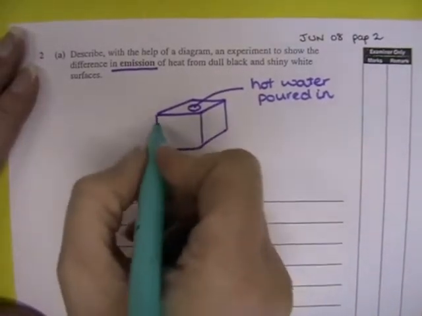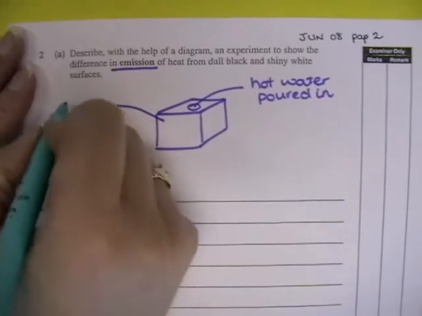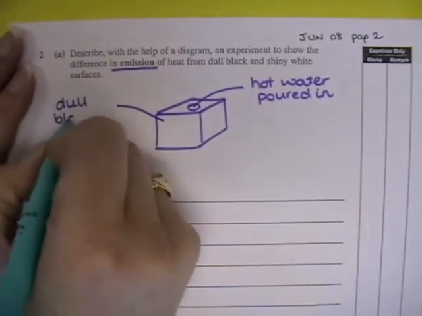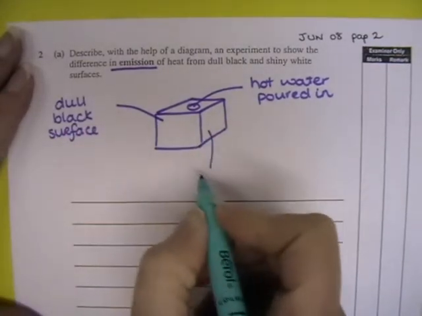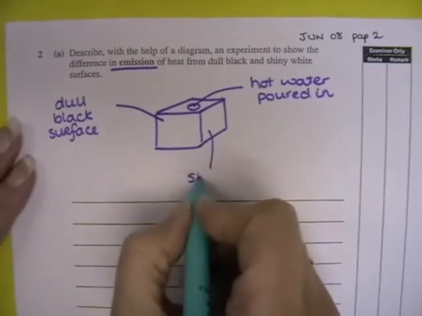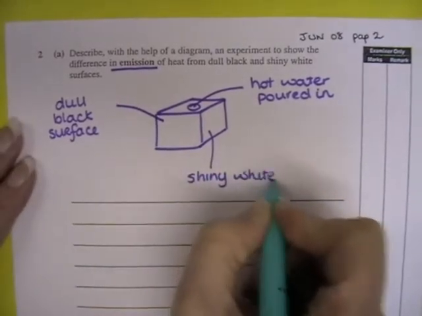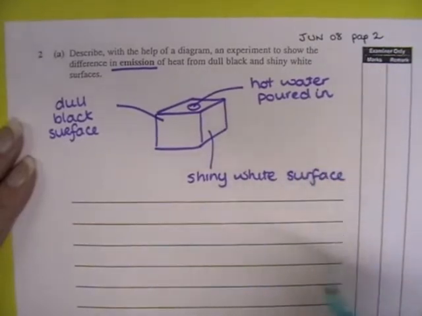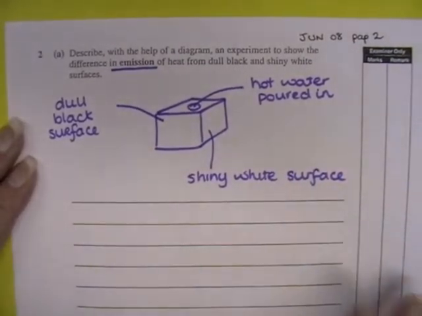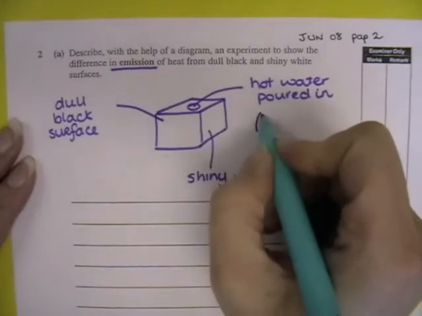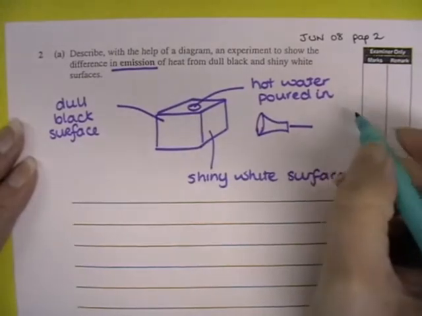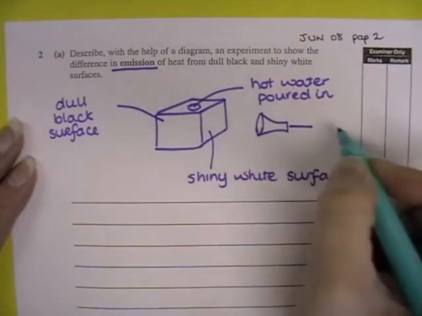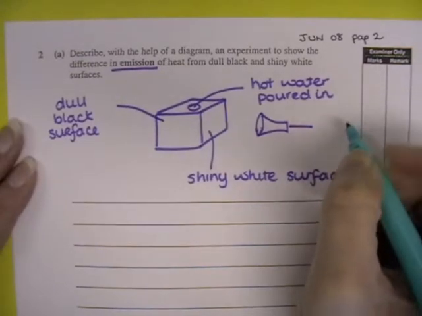Then we must identify 2 of the surfaces and describe them. So for example, this one could be the dull black surface, and this one could be the shiny white surface. That's how we're going to produce the radiated heat, but how are we going to measure it? Well, what we need to do is draw in and label an Edspot galvanometer. This detects radiated heat, and then you can read it on a galvanometer.